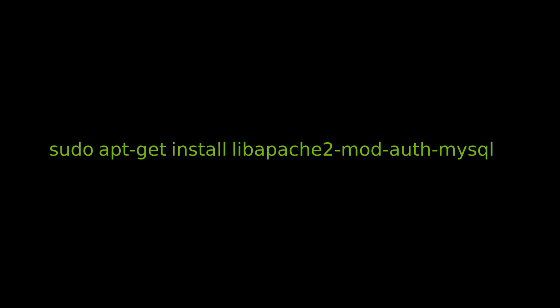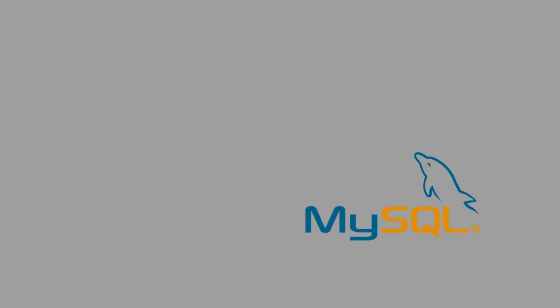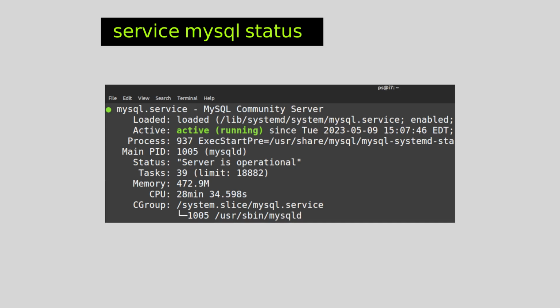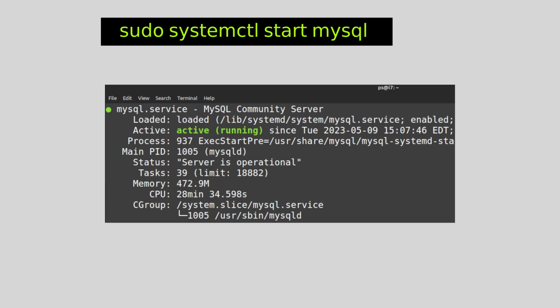3. MySQL. With some distributions of Linux, MySQL comes pre-installed, and to test to see if it is pre-installed, you can do the following. mysql -V will tell you the version. To test it, type this in the terminal: service mysql status. You should see active and running. If not, start it like this: sudo systemctl start mysql.